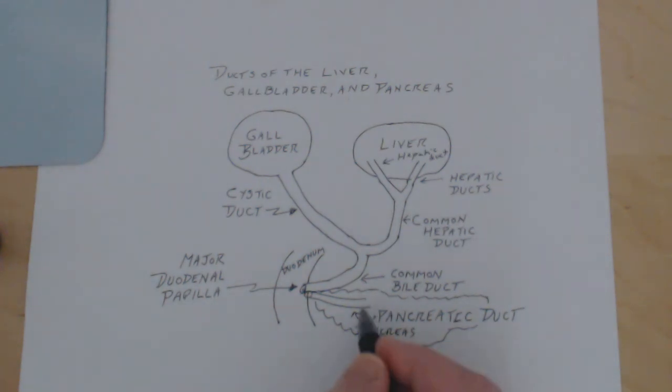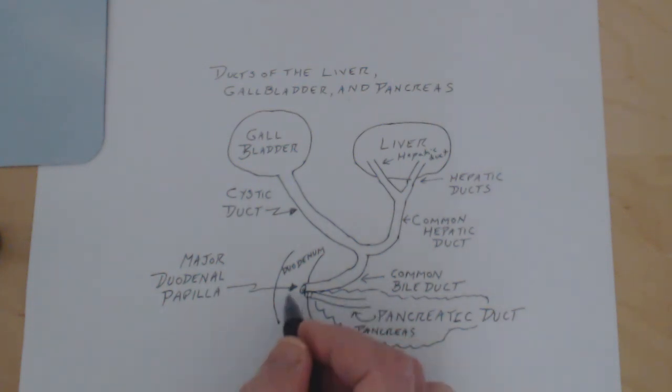And the pancreas is not draining bile, but it's draining other types of enzymatic fluids that will also be draining into the duodenum via the major duodenal papilla.